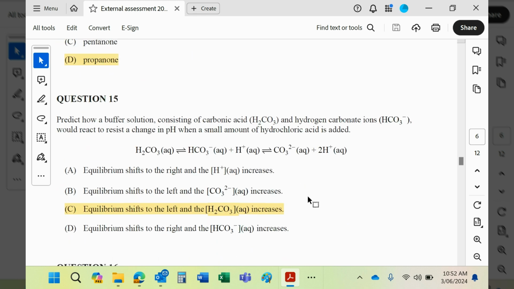Our buffer solution containing carbonic acid and hydrogen carbonate would react to resist change in pH when a small amount of hydrochloric acid is added. Okay, this is the buffer that we use in our bodies. Blood is buffered using those two chemicals. And effectively, if we add hydrochloric acid, we are, of course, adding hydrogen ions. Looking at these reversible reactions, that will cause the equilibrium to shift left and left again, which means choice C is your answer.